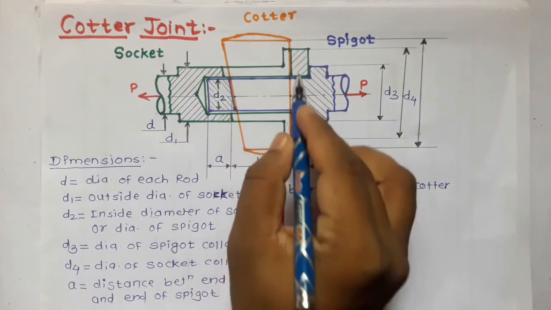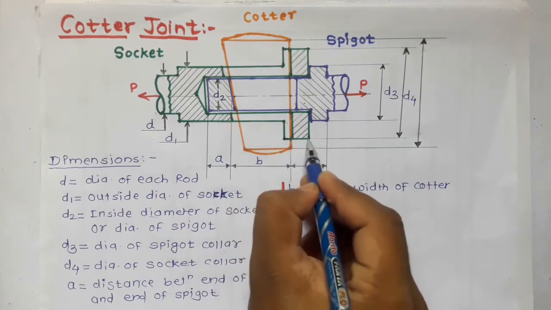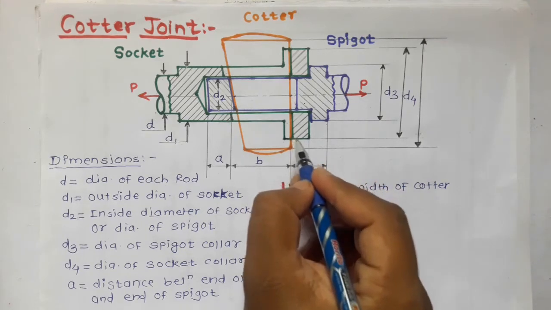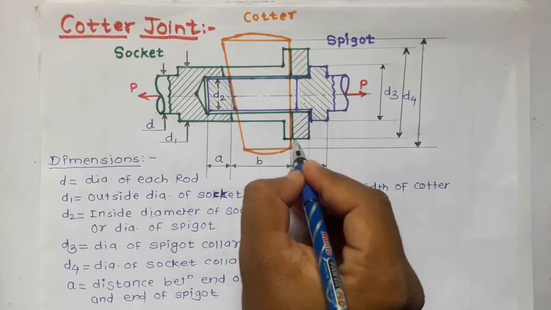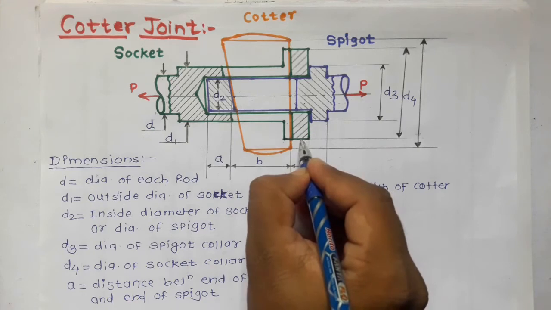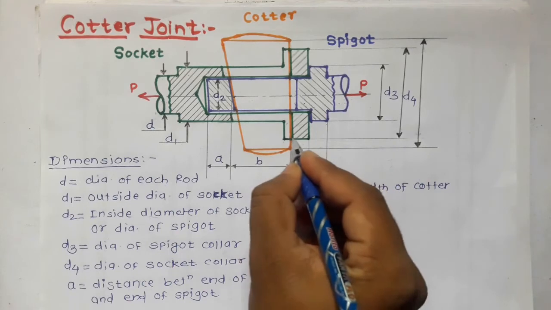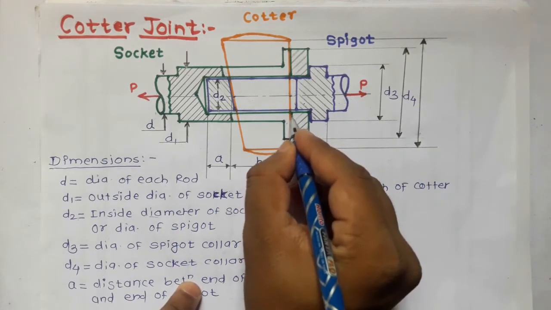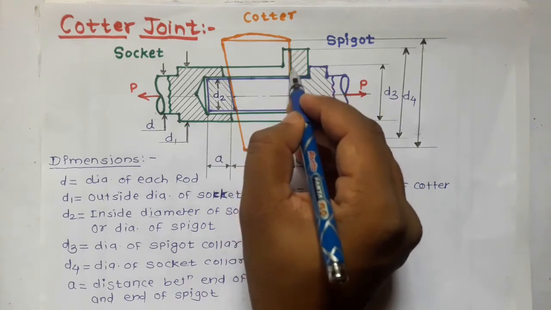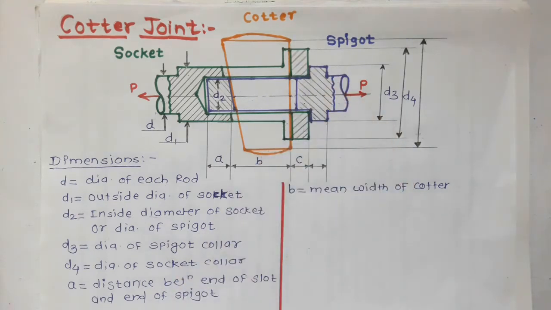As the slot is present in this socket collar, we don't have to consider the total thickness of this socket collar. We will consider only the effective portion of this socket collar which is subjected to stress and where there is a chance of failure. So this width we have to consider for the calculation of the stresses, and this dimension is denoted by letter C. So this distance C is nothing but the distance between slot and end of socket collar.